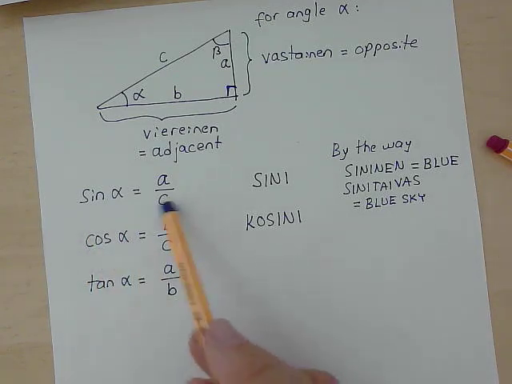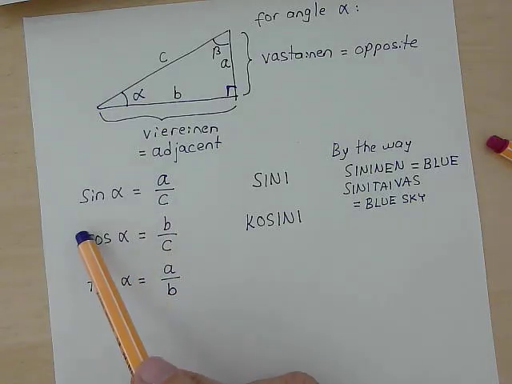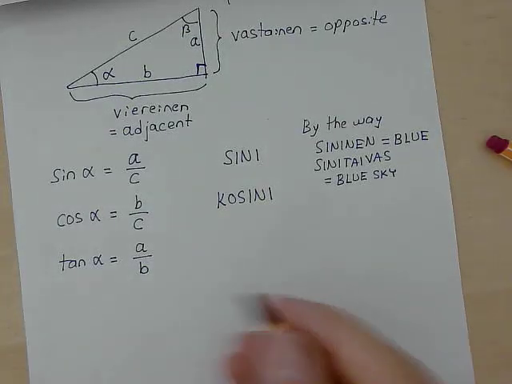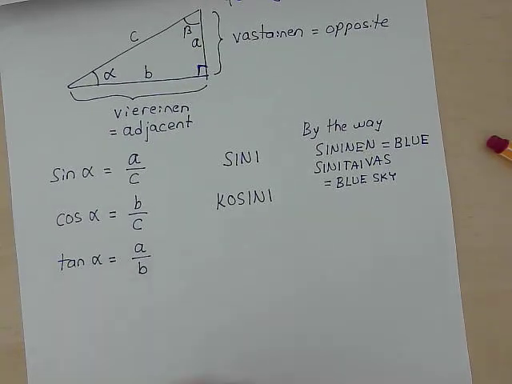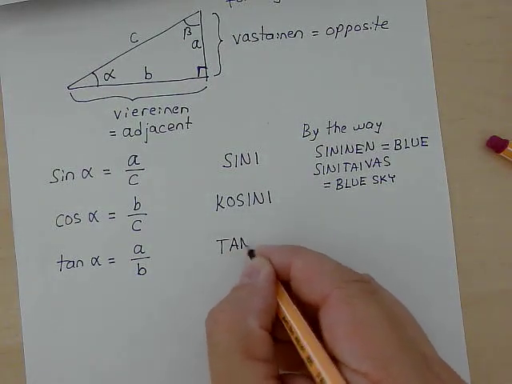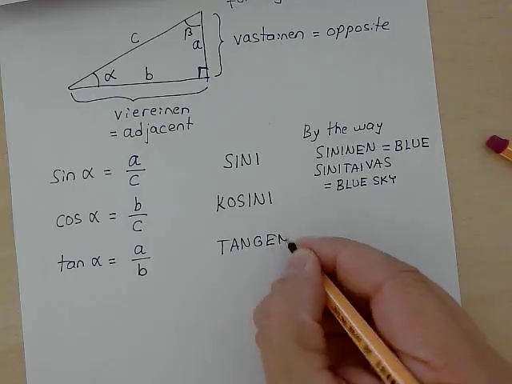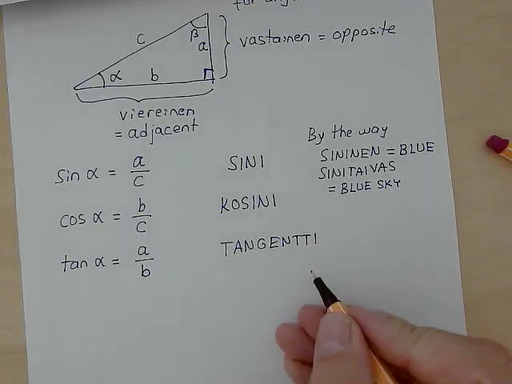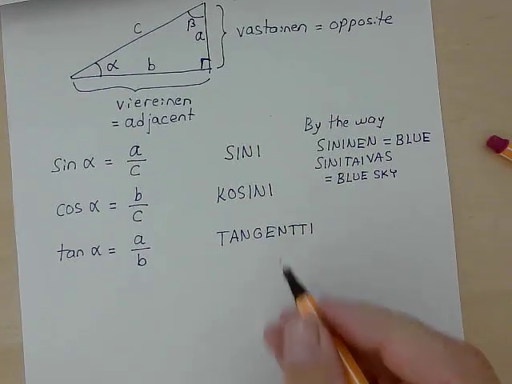In Finnish we have some kind of memory rule for cosine. I will write first this is tangent. In Finnish it is easy to understand, it is tangentti. You know, there are two T letters there. Tangentti.